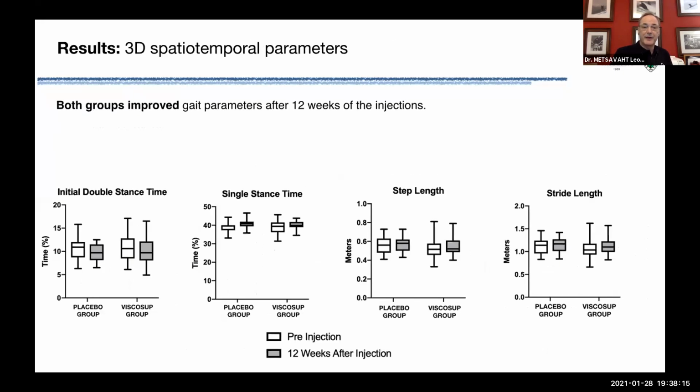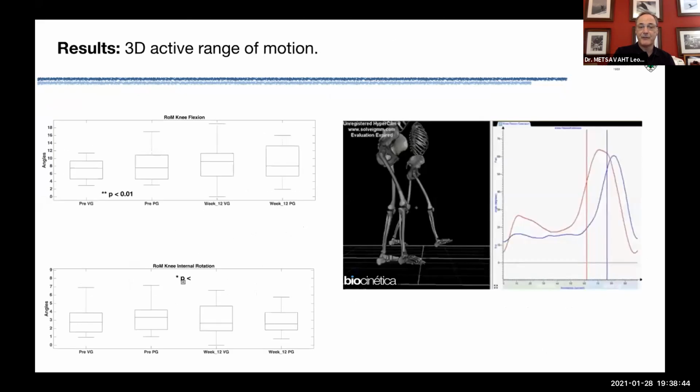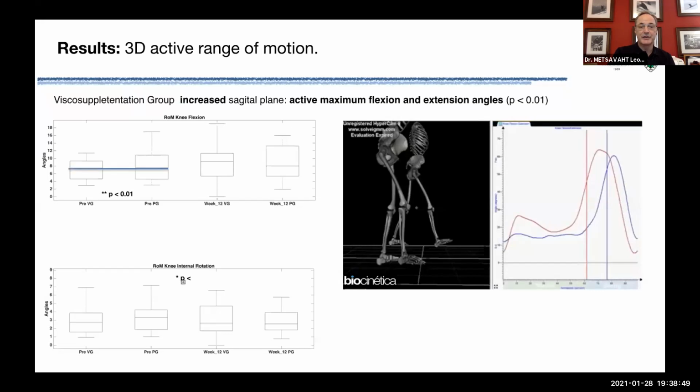And with gait parameters after 12 weeks of injections, both groups decreased initial double stance analysis. They increased single leg stance time, they increased step length, and they increased stride length. So this tool also did not perceive any difference between placebo and active medication. But when we performed the 3D analysis, the thing was much different.